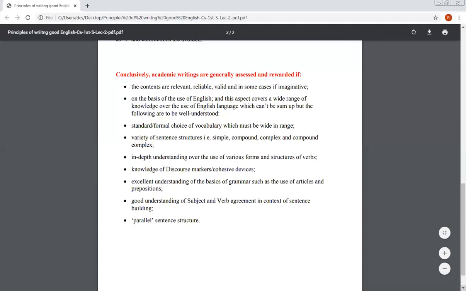Then comes good understanding of subject and verb agreement in the context of a sentence. That is one of the fundamentals and one of the most important principles of constructing a good, effective, accurate, and appropriate sentence. Because in every sentence, these two parts are essential. They are to be observed in every sentence. If one is missing, the sentence is incomplete.